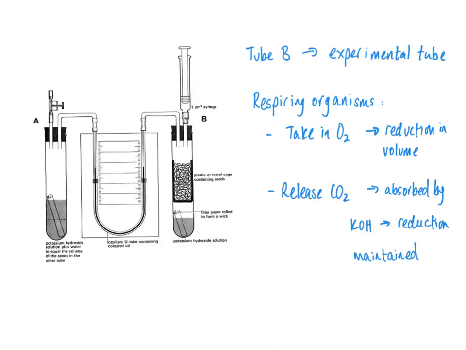In tube B, that's the experimental tube. As I explained, you've got the respiring organisms. As they take in oxygen, you're going to have a reduction in the gas volume of tube B. Now, you would expect that to be matched by the expiration of carbon dioxide, but because this is absorbing the carbon dioxide, you get the reduction in the volume here, which causes the pressure to suck, essentially, this tube and move the coloured fluid.